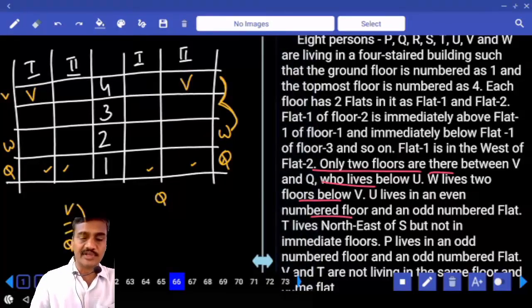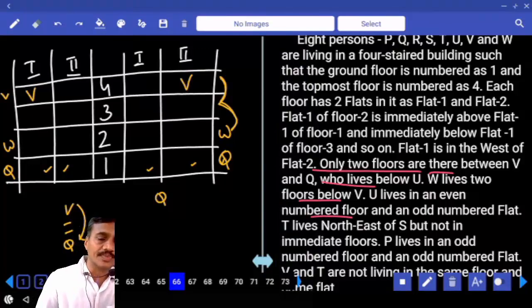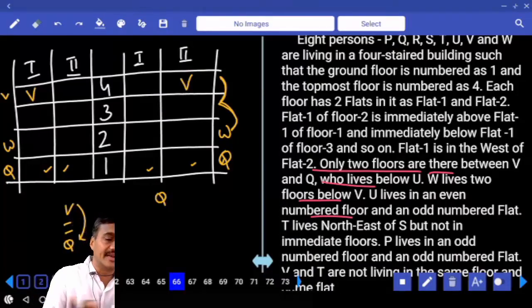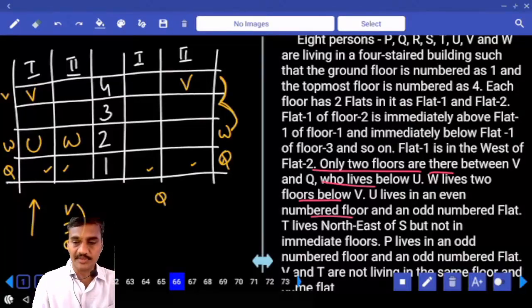U lives on an even numbered floor and odd numbered flat. Odd numbered flat, so where should U be? Second floor first flat or 4th floor first flat. Now in this case, for 4th floor first flat is not possible, hence U must be here. Now if U is here, obviously W is at this place. Did that fit?